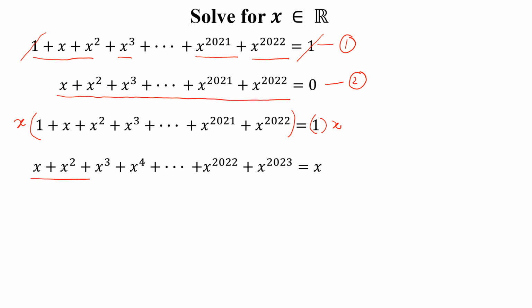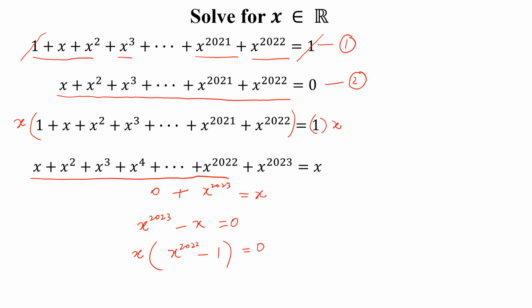So we can plug it in here, and this will be equal to 0 plus x to the power 2023 is equal to x. And we can write this as x to the power 2023 minus x is equal to 0. Take x common, so x times (x to the power 2022 minus 1) is equal to 0. And from here we get x is equal to 0 or x is equal to plus minus 1.